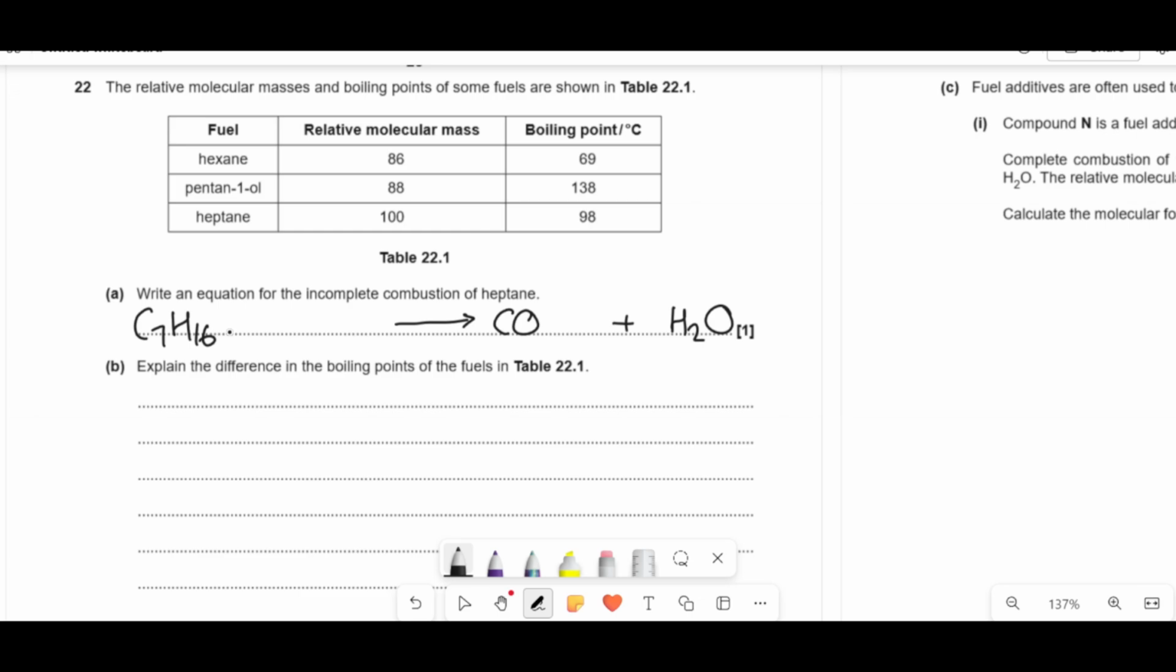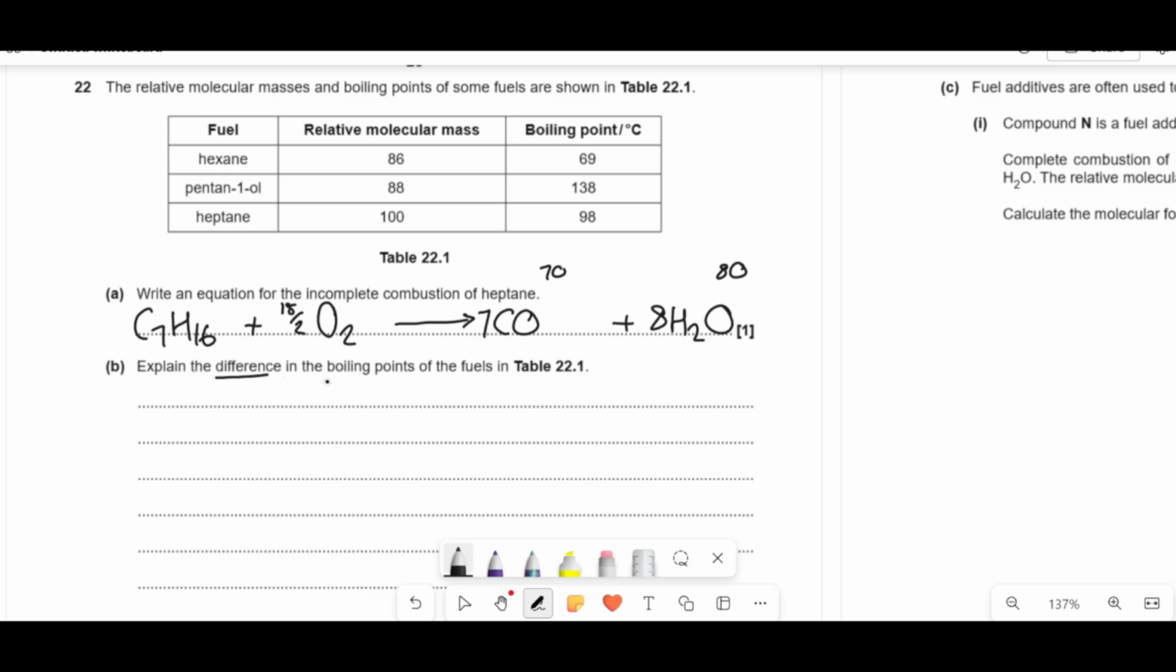Then you start balancing. Always put what you know first, then balance the rest. 7 carbons, so there's got to be 7 carbons here. 16 hydrogens. This is the only thing on this side that has a hydrogen. So that's going to be 8 H2Os there. So then what we need is 7 oxygens here and 8 oxygens here. So the amount of oxygens we're going to add, because we can only do O2, is going to be 15 over 2 or 7.5. There you go.